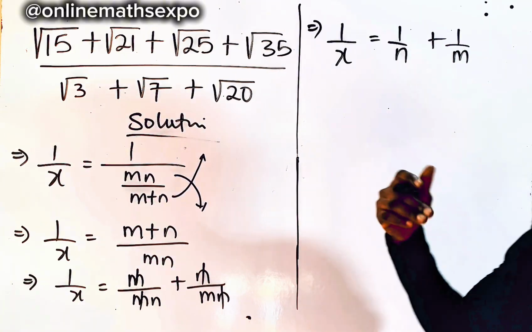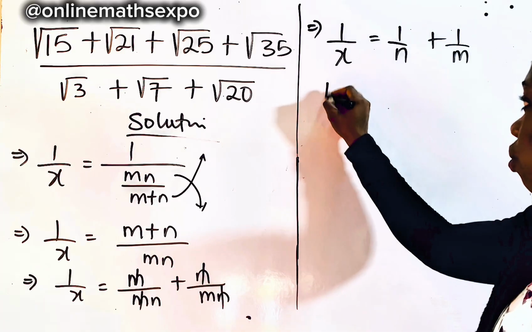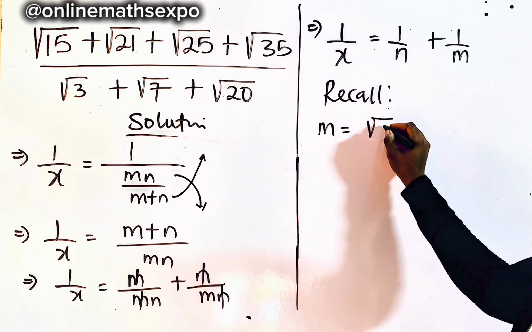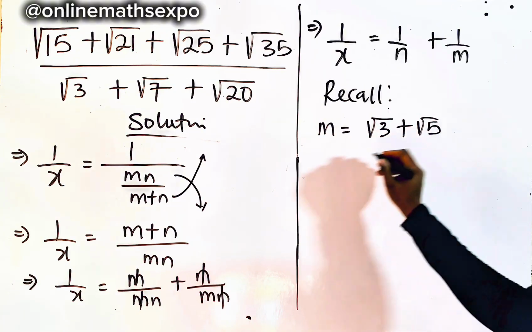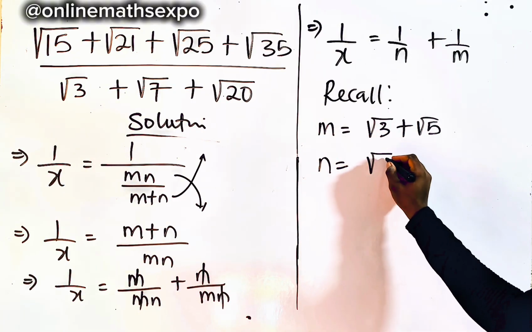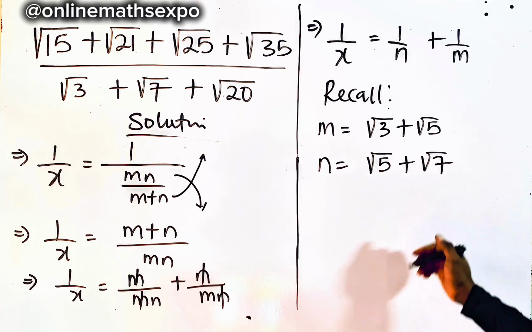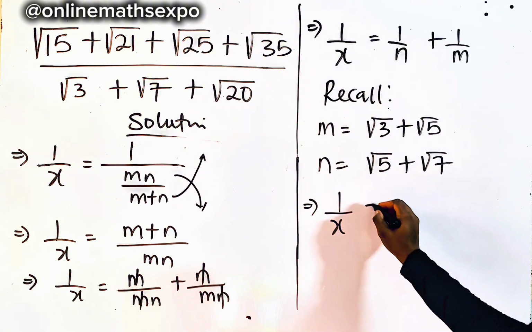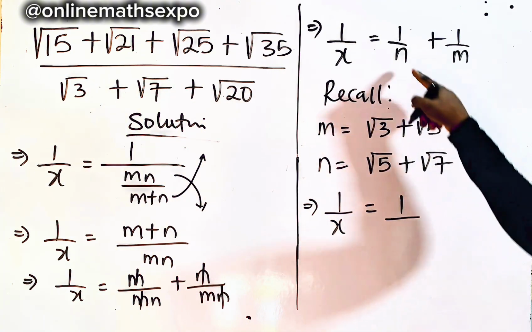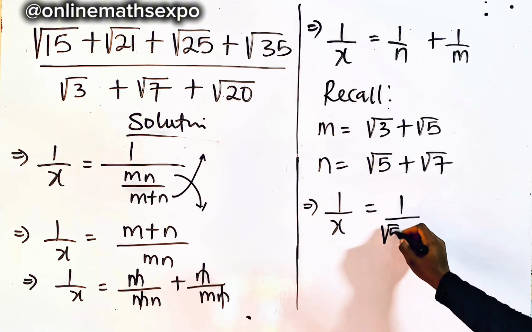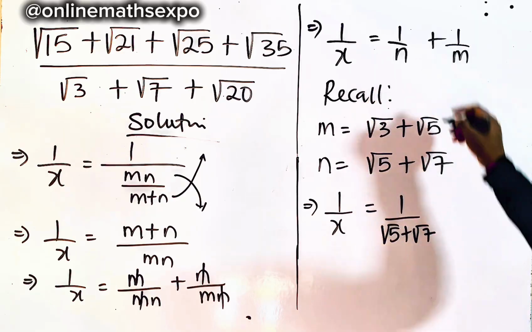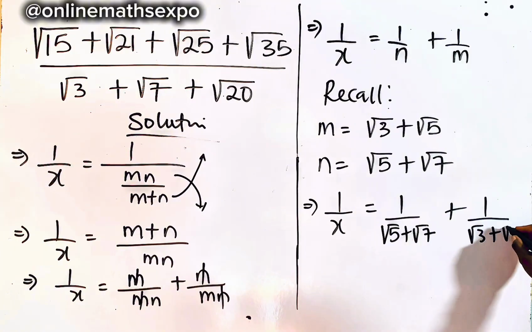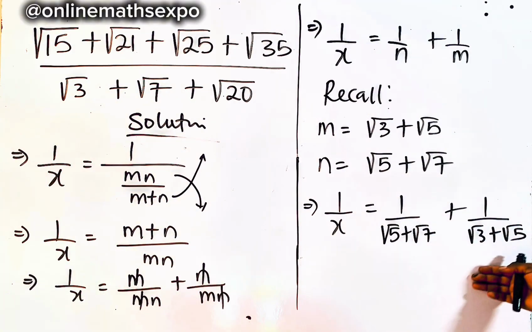So at this point, you need to recall what we left behind. We said our m is equal to root of 3 plus root 5, and our n is root of 5 plus root of 7. So let's replace this here. If you do that, you have 1 over x is equal to 1 over, our n is this, so we have root 5 plus root 7, then plus 1 over, this is our m, we have root 3 plus root 5. So what do we do next?